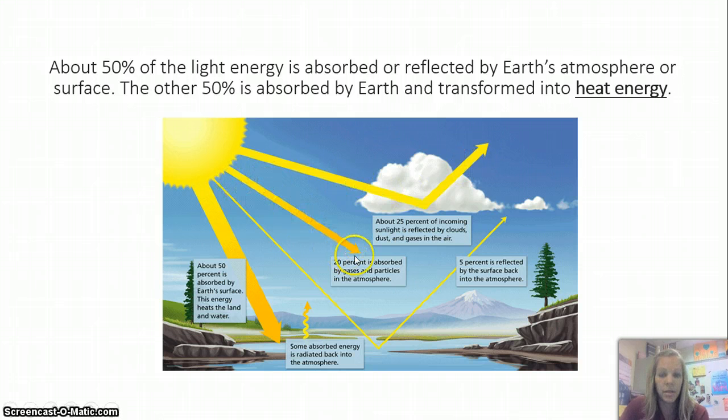Another 20% of that sunlight that comes towards Earth is absorbed by gases and particles in the atmosphere, so it actually absorbs it, changing that into heat energy. And then about 50% is collected by the Earth's surface, and therefore is turned into thermal energy to heat the Earth's crust and also the water that is on Earth's crust. And some of that radiates back into the atmosphere.